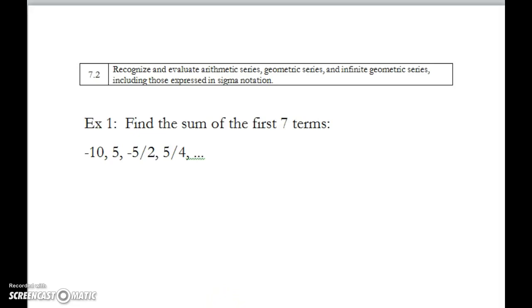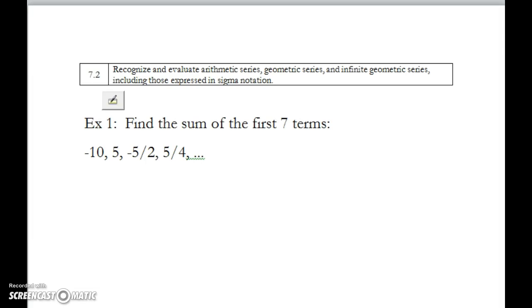This is standard 7.2, recognizing and evaluating series. This particular standard is on geometric series. If you want to look at arithmetic series, there is another standard 7.2 video about that on my website. This video will also include infinite geometric series and sigma notation.